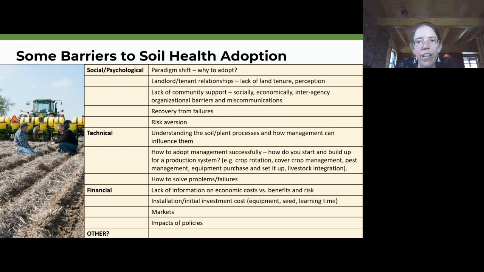Financial, there are definitely hurdles, for example, with equipment. We talked about some of those, right? And then lack of information on economic costs and benefits is a really big one. And that's a space that American Farmland Trust has been working a lot in. And you all are lucky you're going to get to hear from Michelle and the team about the soil health economic calculator work that we've been doing in the case studies.